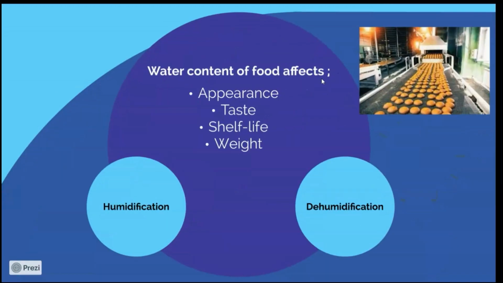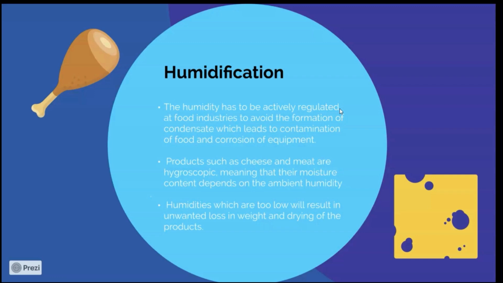The quality of the things we allow into our body is key for our overall health. Humidification plays a huge role in food production because the water content of food determines its appearance, taste, shelf life and ultimately its weight. Correctly managing the air humidity inside a food and beverage production facility will not only lead to optimizing production processes but also maintaining a hygienic and safe working environment. The humidity has to be actively regulated at food industries to avoid formation of condensate, which leads to contamination of food and corrosion of equipment.